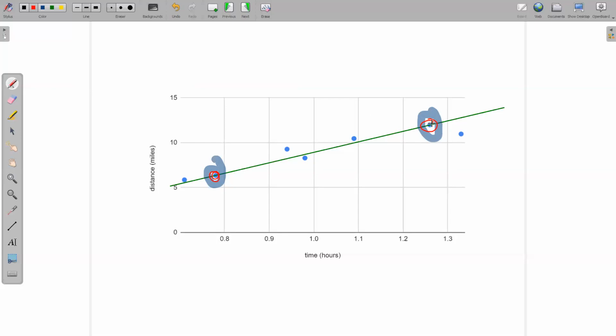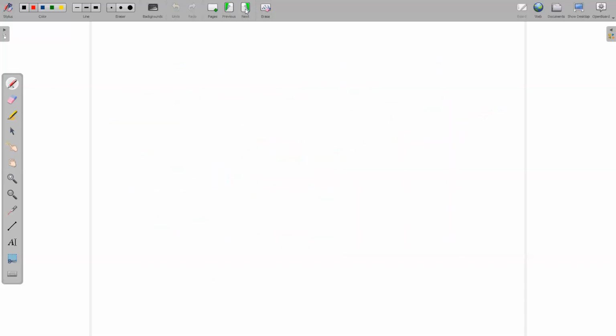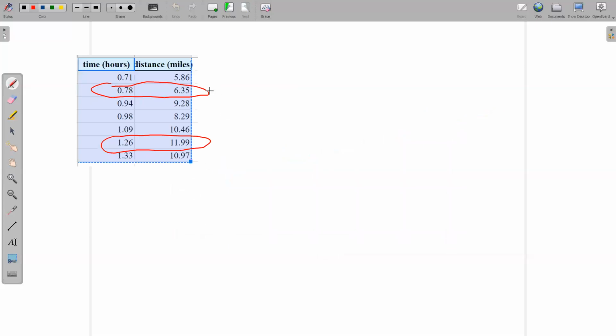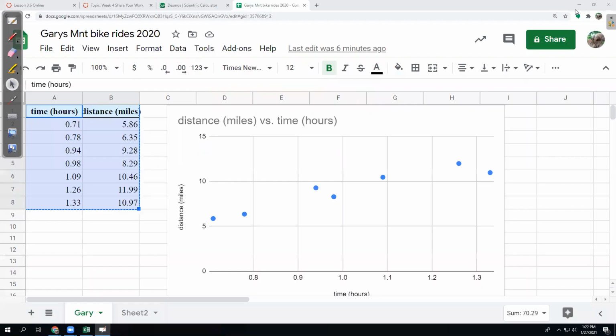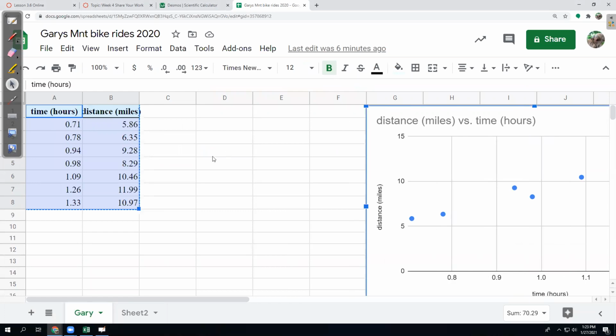So double check you got the 2 sets of points right on the screen, on the graph, and right in the table, because that's a common place to mess up. Then it's just like before. First thing I'm going to do is find my slope. What is 11.99 minus 6.35 divided by 1.26 minus 0.78? So I'm going to whip that out on my calculator. And actually, I can just do that in my spreadsheet because I have the spreadsheet.